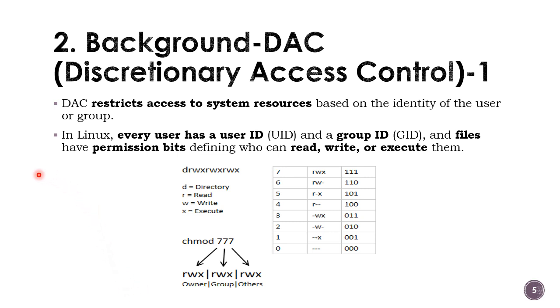So in the Linux kernel, DAC is in charge of that policy. In Linux, every user has a user ID and group ID, and files have permission bits to define whether a user or a group can read, write, or execute a file. So this is basically what DAC means.